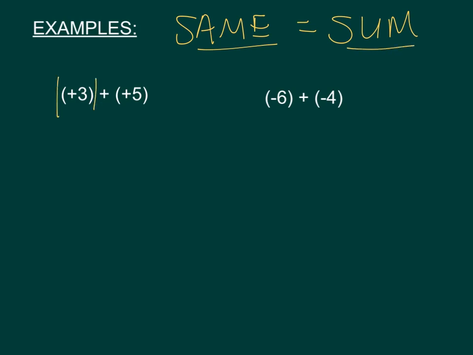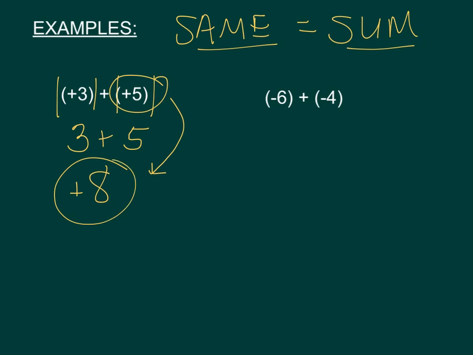First, we find the absolute values. I've got positive numbers here, so this, of course, is going to be 3 plus 5, finding the sum. That's 8. And then my rule says to take the sign of the larger absolute value. Now, in this case, it doesn't really matter because they're the same, but that is the larger absolute value. Your answer is positive 8.